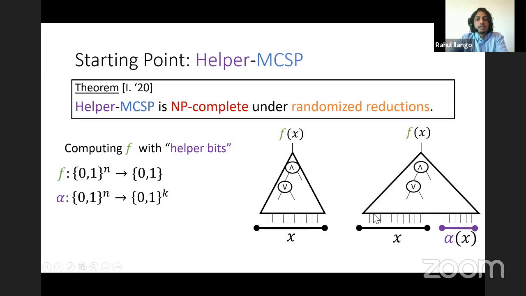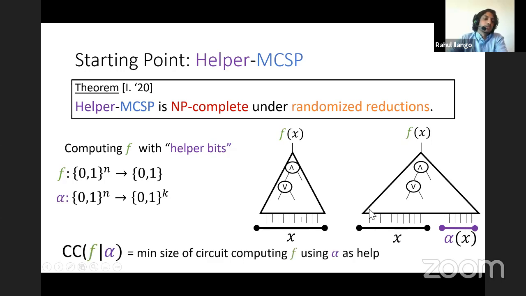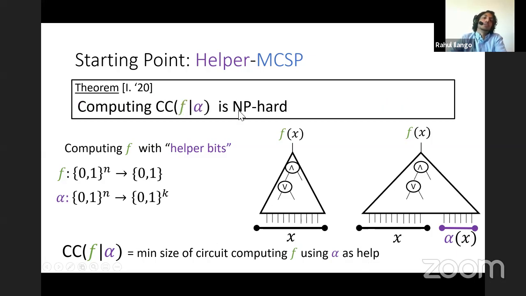And now you can design circuits that not only take x as input, but also take this advice as input. Now you want to compute f given x and the advice. Note that the advice does depend on the input x. So you can define this quantity, which is like the conditional circuit complexity, or the relative circuit complexity. The circuit complexity of f given alpha is the size of the smallest circuit that computes f using alpha as help. And what this result showed is that computing this conditional circuit complexity quantity is NP hard under randomized reductions.